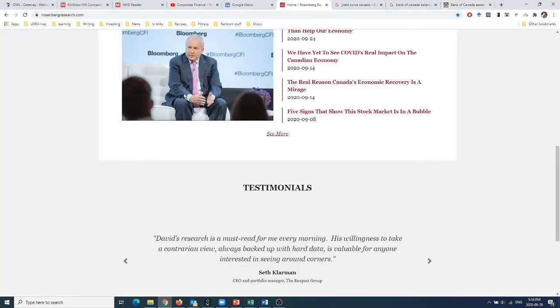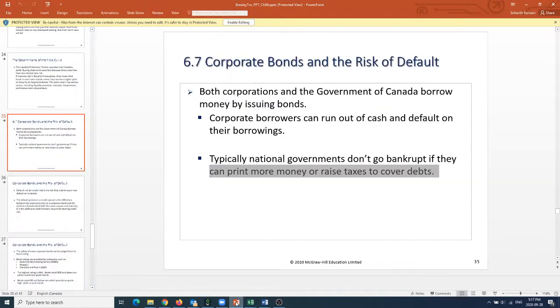Given that we are spending a lot of money, most investors, most people in Canada can also expect their taxes to go up sometime in the future, as do income earners in the United States as well.